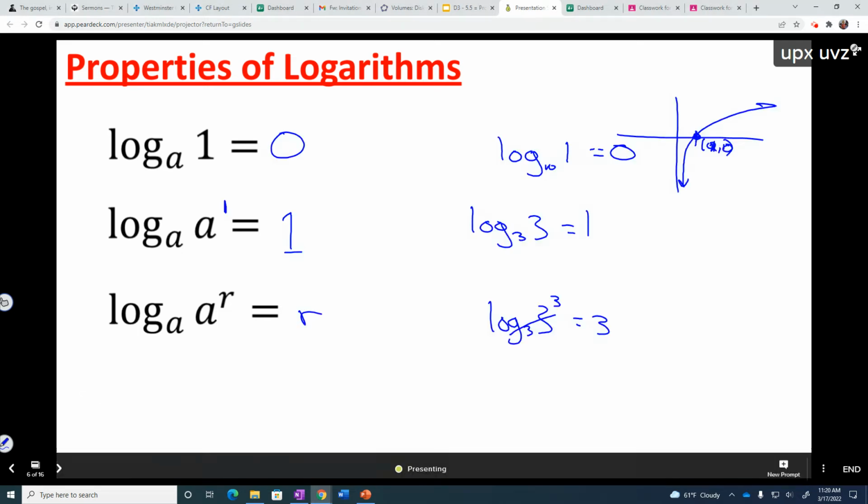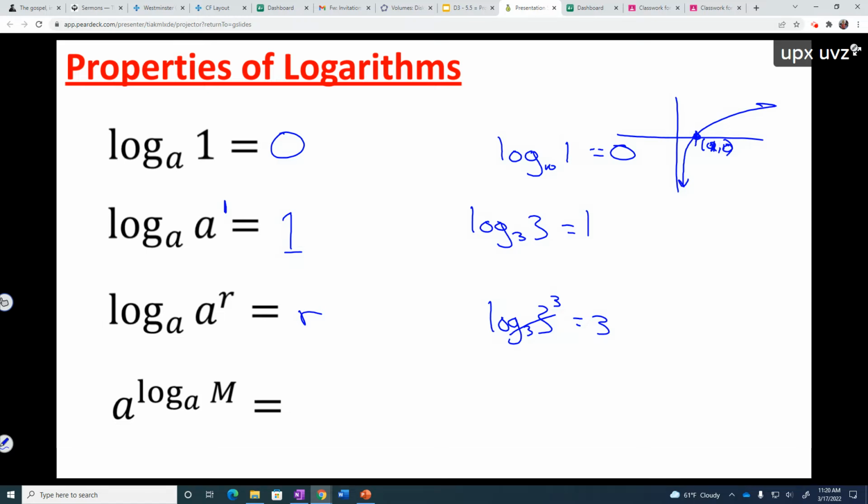Okay, and one more here. If you have an exponential raised to a logarithm, and m is just representing a constant or a function, a to the log base a of m, what do you guys think that would equal? Probably what? Yeah, these cancel. Well, the a and the log a cancel. So just m.